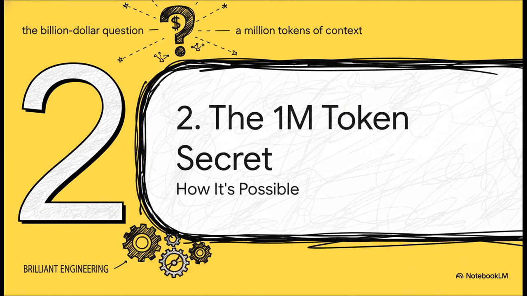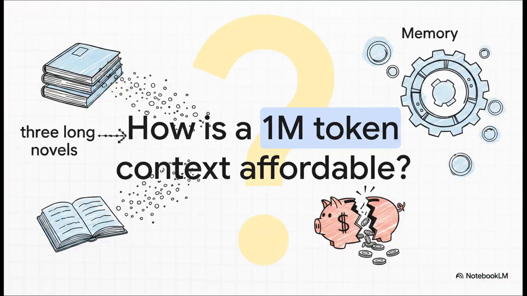How on earth can they offer 1 million tokens of context so cheaply? It seems almost impossible, right? Well, it's not magic. It's just some seriously brilliant engineering. Yeah, this is the question every developer is asking. Because you have to understand, processing that much data, we're talking the entire Lord of the Rings trilogy and then some, is usually incredibly expensive. It just eats up a huge amount of memory and compute power. And that's exactly why this kind of thing has been out of reach for almost everyone until now.